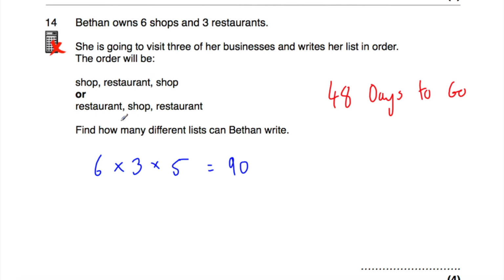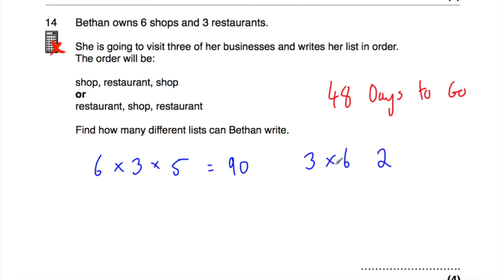Now, in terms of a restaurant, shop, and a restaurant, well, she owns 3 restaurants, so she's going to visit a restaurant first. So that's 3 possible restaurants she can visit. Then a shop, which she owns 6 of those. And then finally another restaurant. Well, she's already visited one of the restaurants, so that leaves her a choice of 2 different restaurants she can visit then.